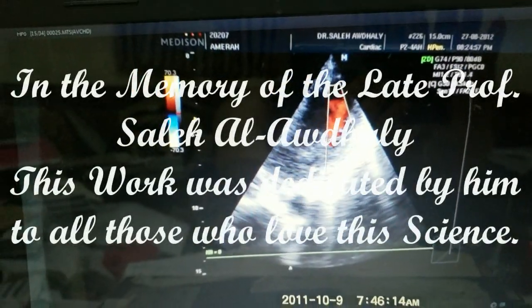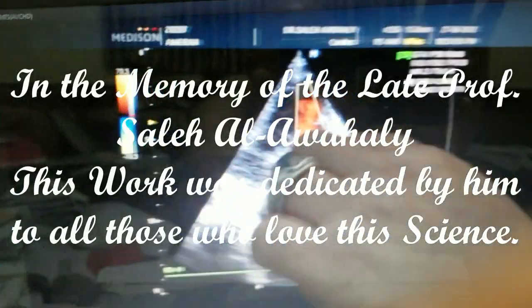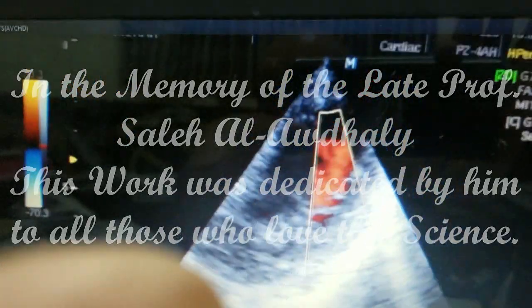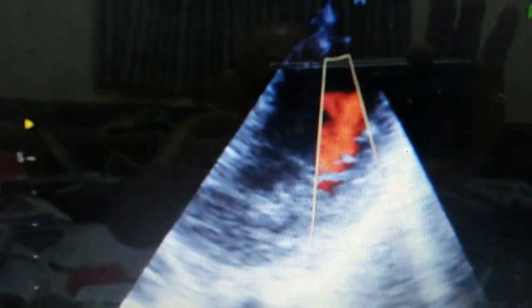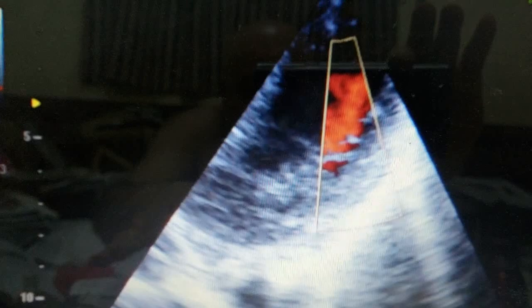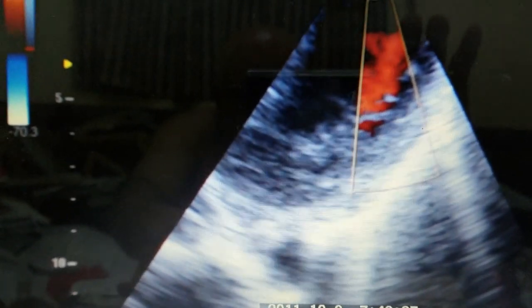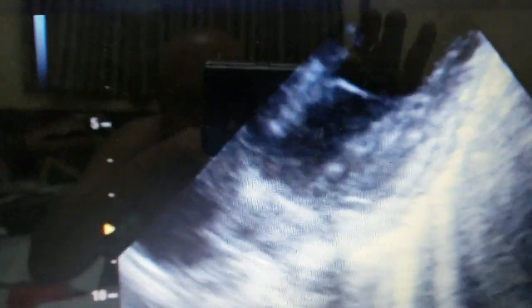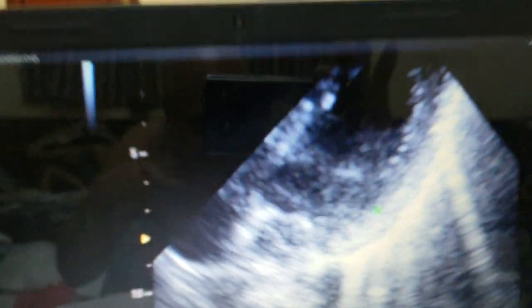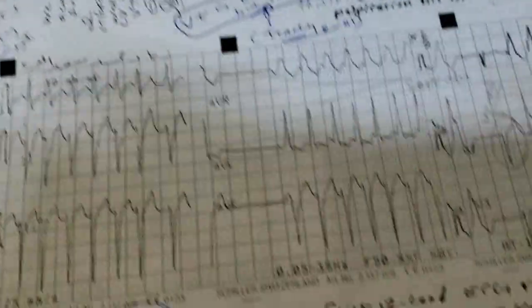Yes, this young male patient, a 20-year-old, presented with palpitation. Yesterday we saw him at the clinic. It is a critical, good case, and there is a band inside the left ventricle. His ECG is this.